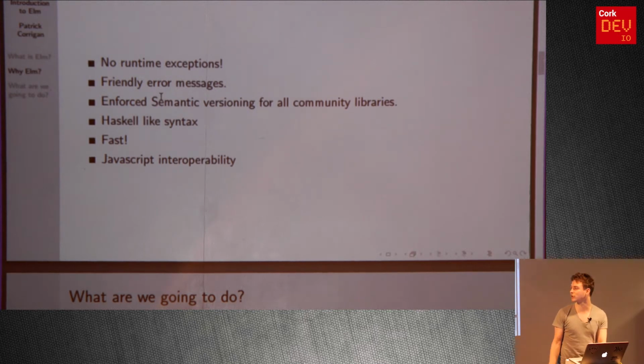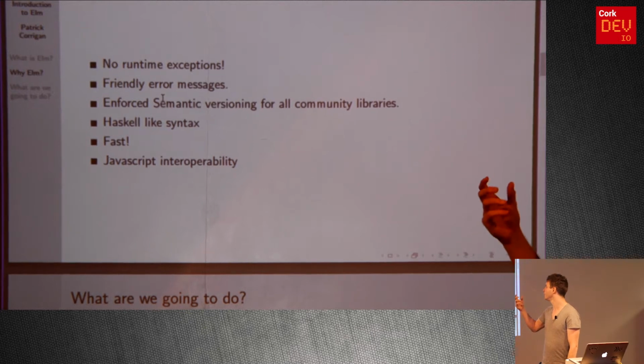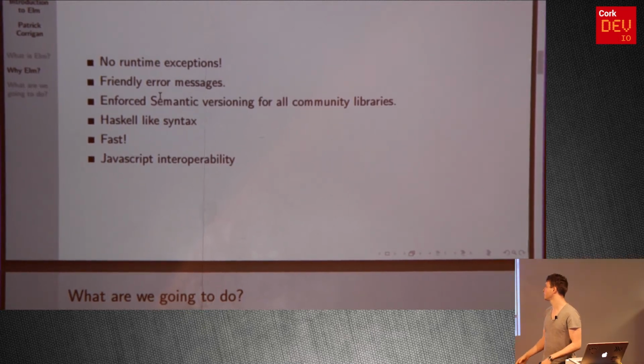There's semantic versioning for all community libraries. So if an update to a library changes the name of a function or adds a new function, you'll be warned of that before you perform your update.